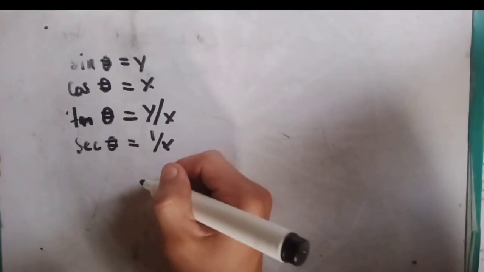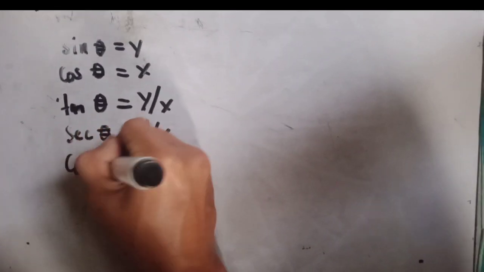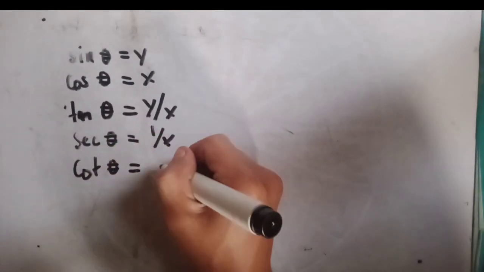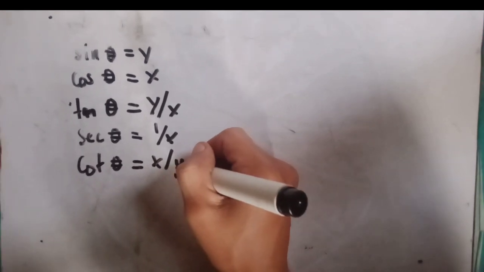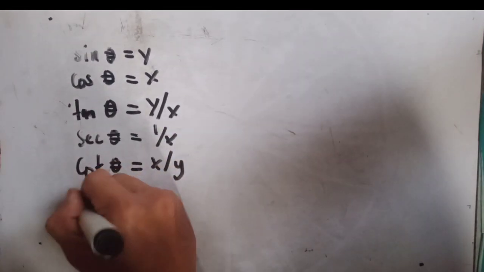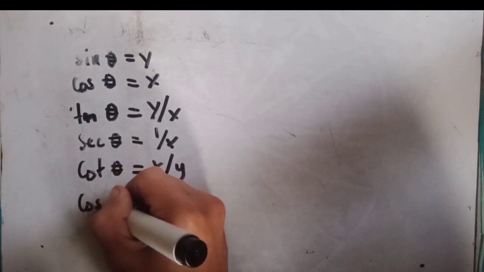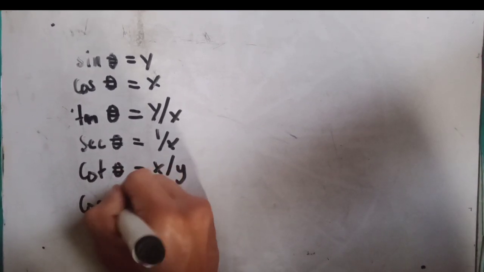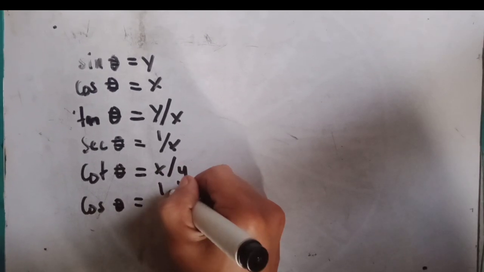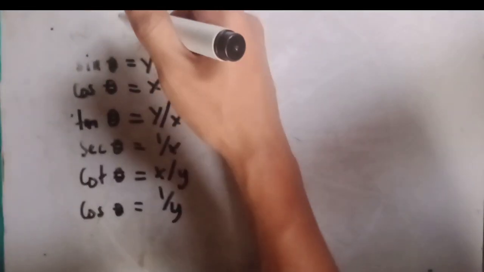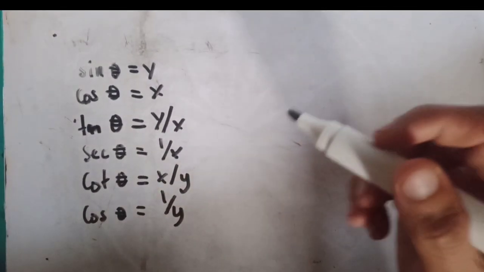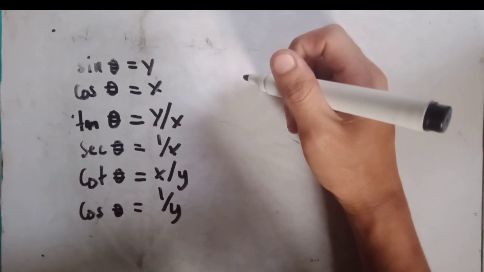Then the cotangent theta, which is equal to x over y. Then the cosecant theta, which is equal to 1 over y. So these are the 6 trigonometric functions. So to understand more, I will give you some examples.